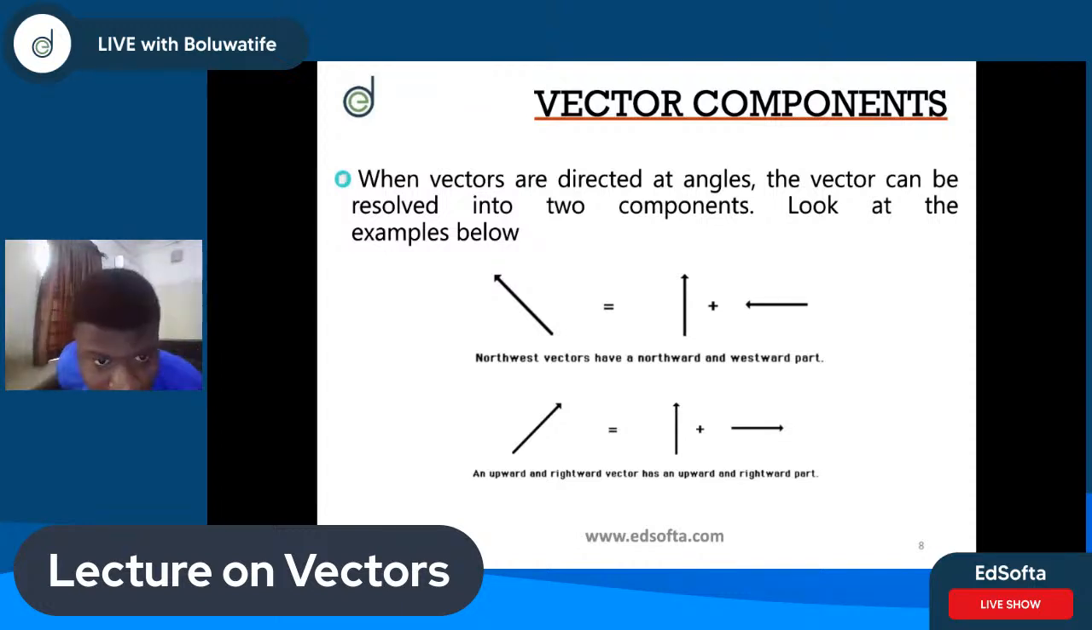Same thing goes for this other one. It says an upward and rightward vector, which would have been somewhere northeast, but we have now resolved it into an upward vector and a rightward vector. So what I'm trying to say here is that once you have a vector that is tilted at an angle that is not 90 degrees, you can resolve that vector into two components.